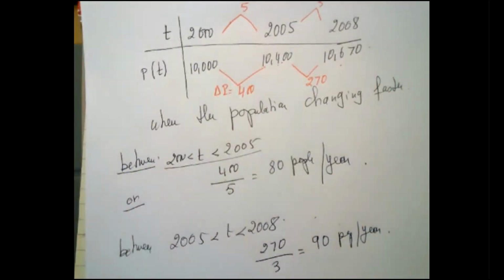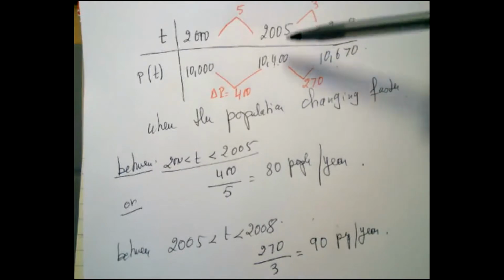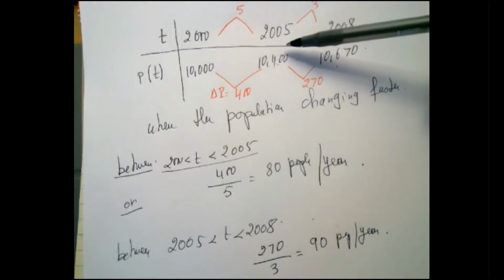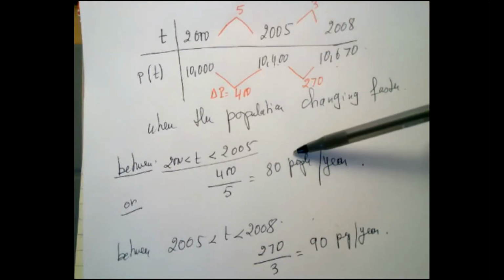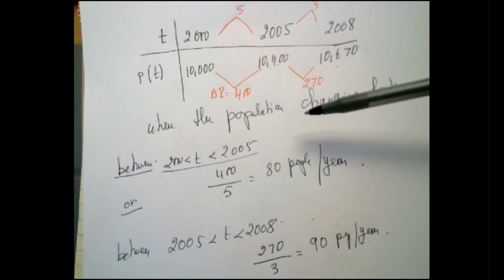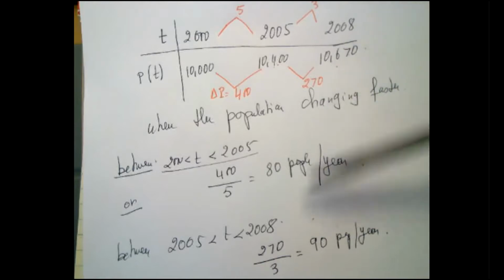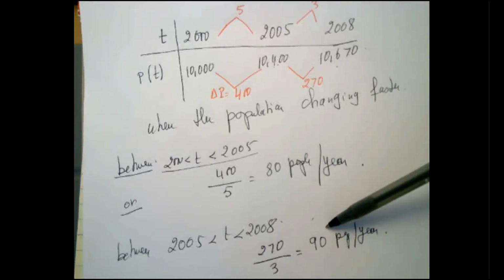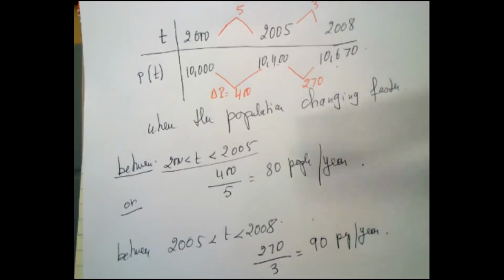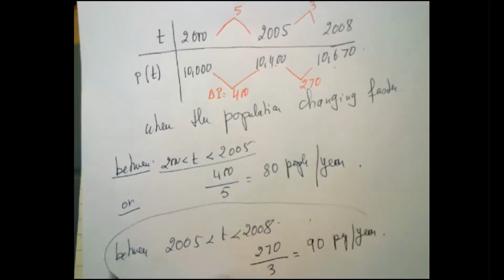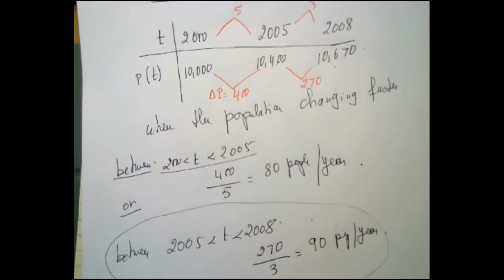So what's really happening here? Between 2000 and 2005, it's changed, but it averaged 80 per year. That's how fast it was changing. But between 2005 and 2008, okay, it was averaging 90 per year. So basically, where was the population changing faster? It was definitely changing faster between 2005 and 2008.